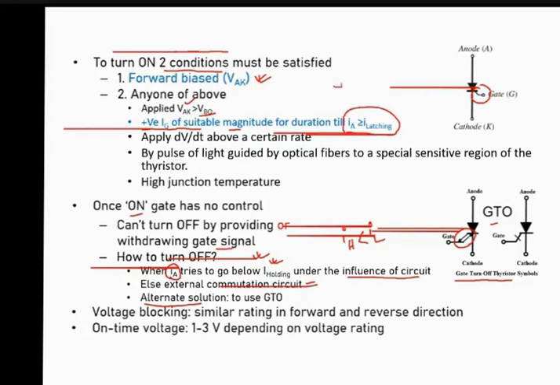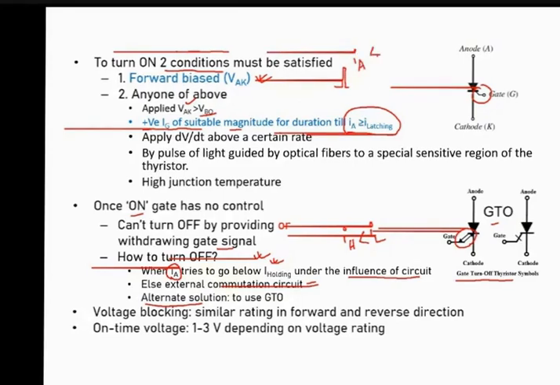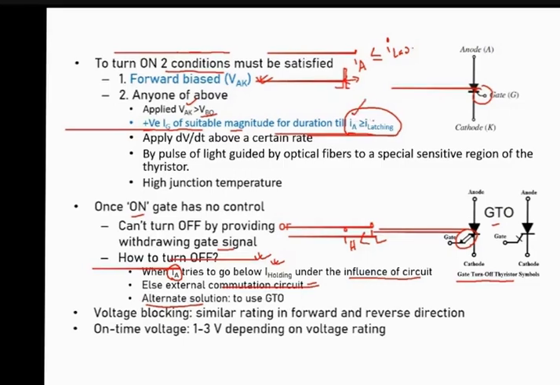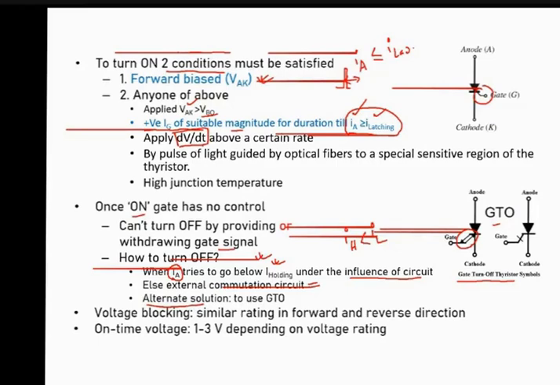So if you just give a gate current of very short pulse and withdraw it, by that time your actual current may not have reached IL latching. So then the device is not going to turn on. So you have to give your gate pulse or gate current for sufficiently long duration so that thyristor current is more than the latching current, more or equal to the latching current. Sometimes if you apply large dV/dt, of course in the forward direction, if you apply high dV for a very short duration, so dV/dt is high, then also the device can be turned on.